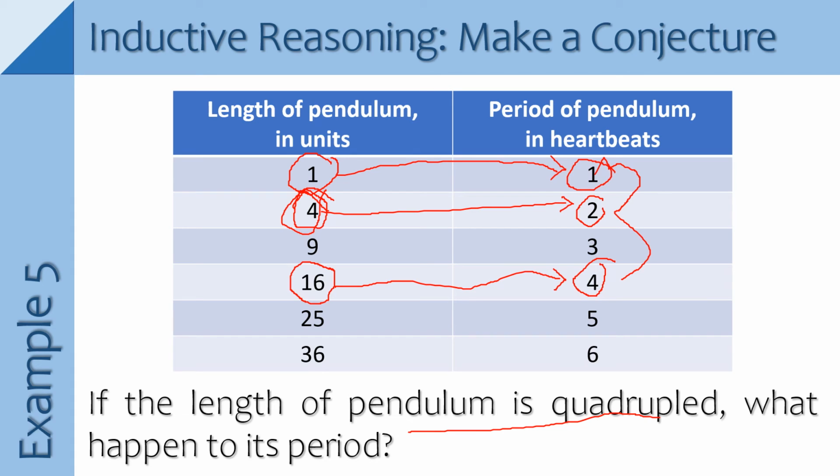Doubles the period. Okay, so tingnan natin, di ba? If the pendulum length is 1, the period is 1. If the length is 4, na-double yung 1, it becomes 2. If the length is 16, na-double yung 2, it becomes 4.